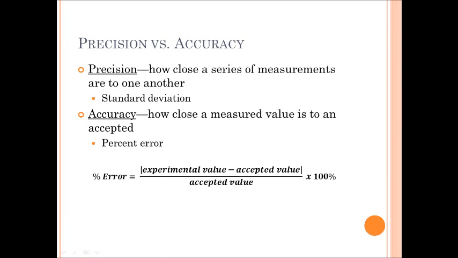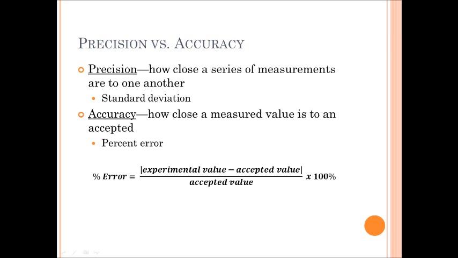Now, with any set of data, you need to be able to interpret your data and see if it's any good. And we have two ways of doing that. One is the precision. This is how close your data points are to one another. And we can use standard deviation to tell how good our precision is. The other thing is accuracy. That's how close our value is to whatever is considered the accepted value. And we use percent error to determine how accurate we are.